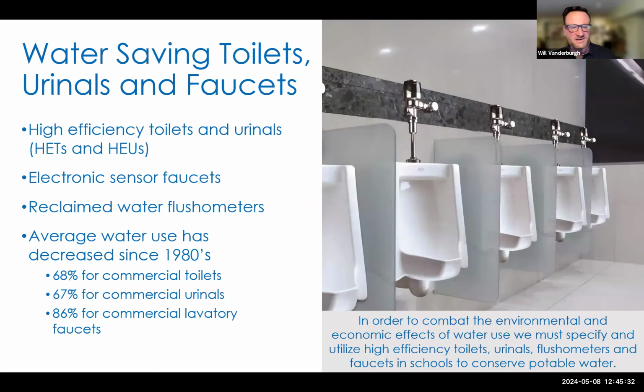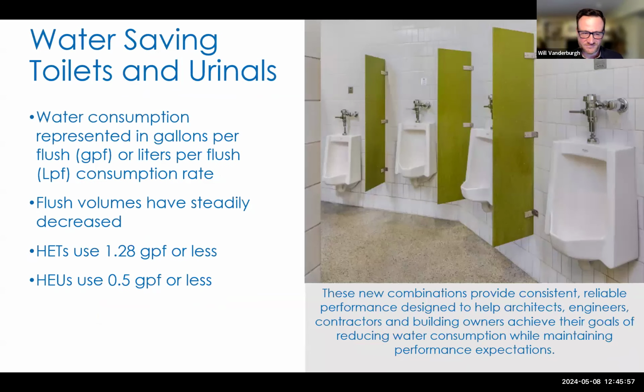So the standards in terms of high efficiency toilets and high efficiency urinals, those are what we should be looking for. So anything tagged as high efficiency toilet or high efficiency urinal, as we talked about before, water consumption has fallen dramatically, with older plumbing fixtures using 3.5 gallons right down to now where we're at 1.28 and in some cases even 1.1.